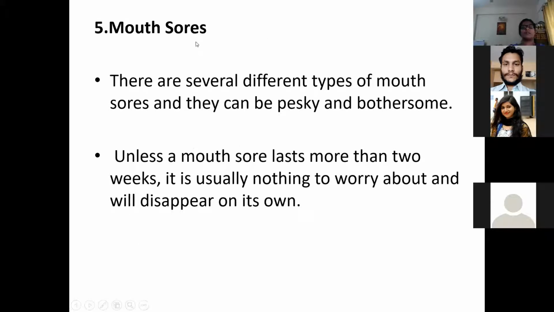Another common problem associated with the oral cavity is mouth sores. There are different types of mouth sores, and these can be pesky and bothersome. Usually a mouth sore lasts for a week or two, and it's nothing to worry about. It will disappear on its own. Usually people say you can eat curd, some vitamin C, some of the things to reduce the mouth sores.